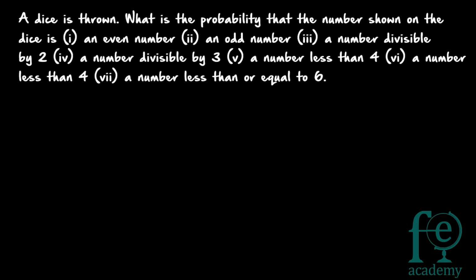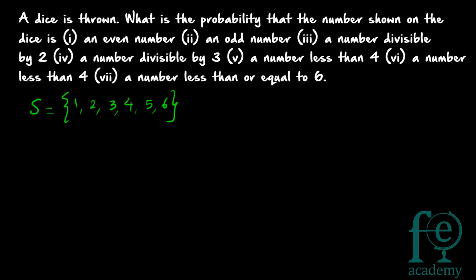So here first let's write the sample space. Sample space represents the total possible outcomes. So when a dice is thrown, what are the different outcomes? It can be any number between 1 and 6. So 1, 2, 3, 4, 5 and 6. These are the possible outcomes when a dice is thrown.